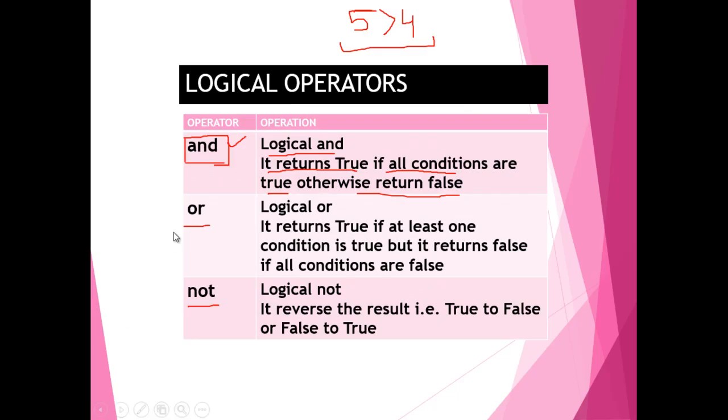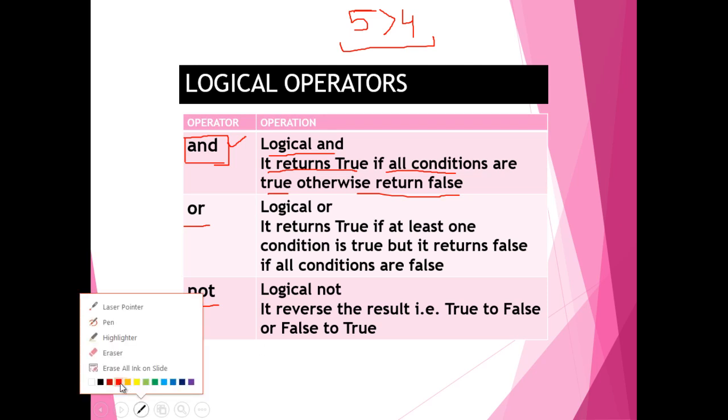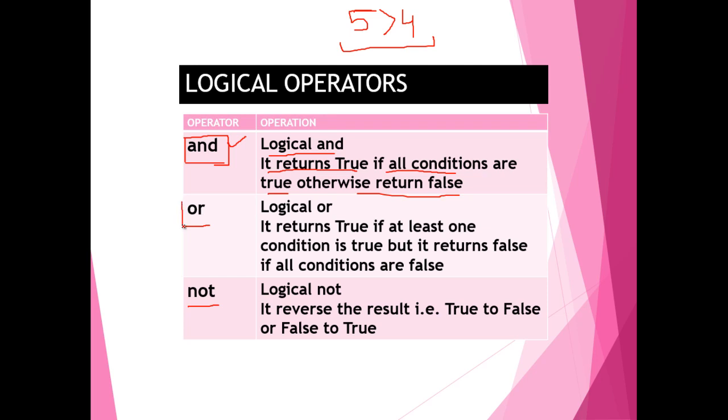So the next logical operator that we have to study is the OR operator. Okay, so let us see what this OR operator specifies. Now the logical OR returns true if at least one condition is true. So what is written over here is that the OR logical operator will return true if at least a single condition out of the multiple conditions is true, but it returns false if all the conditions are false.